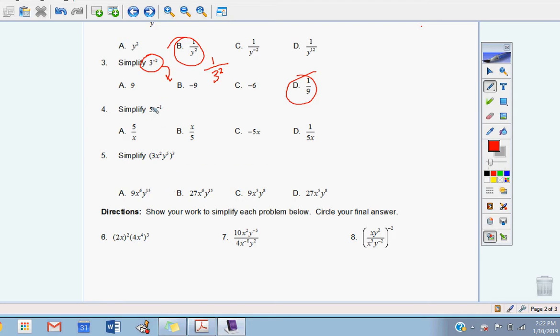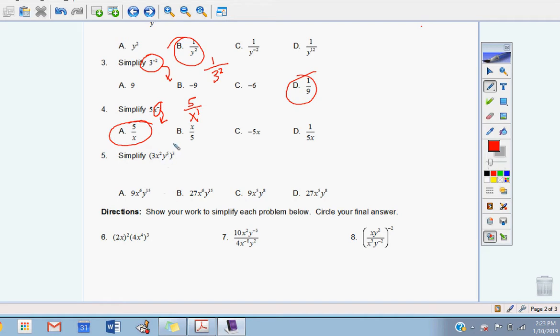Okay, this one right here, be very careful. This is the one where it's kind of tricky, but the 5 is not raised to the negative first power. So the 5 stays up top. 5 stays up top. This goes to the bottom to the first power, so that would be A.